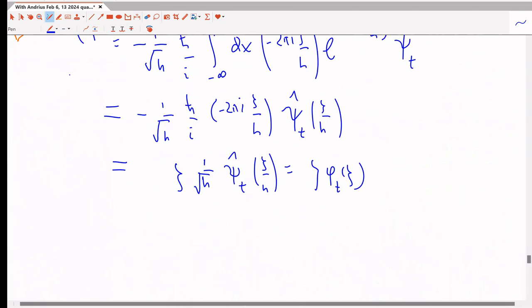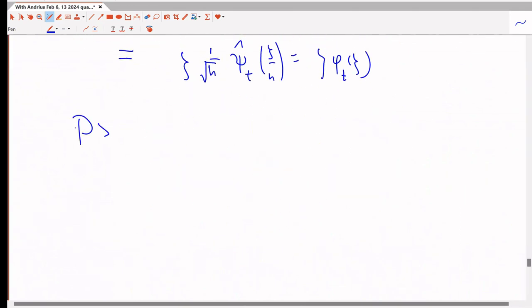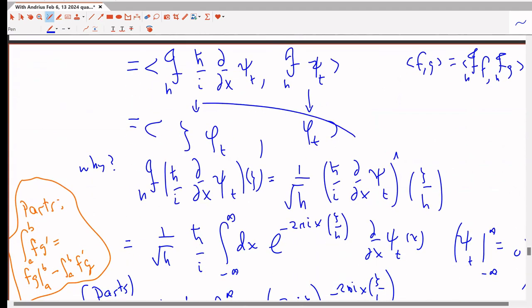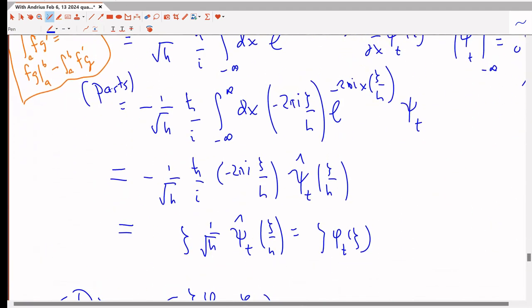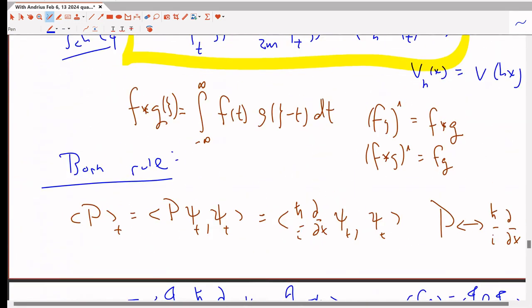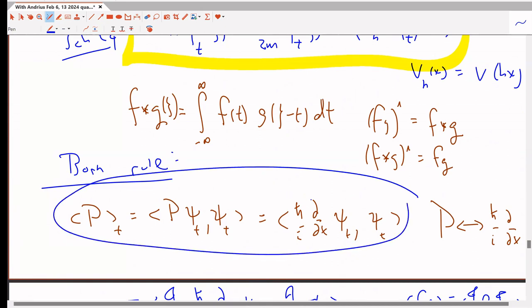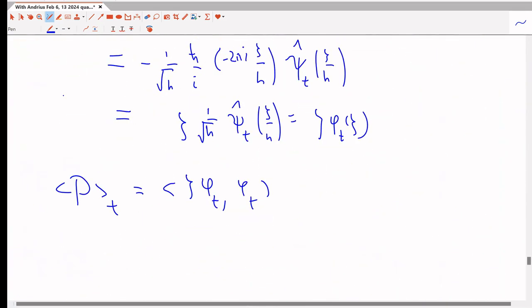Yeah, so that means, continuing this computation we started above, p, the average momentum, is equal to the inner product of zeta times phi. So I'm just restating this right here. Okay. So this is what you should get. Yeah, so we transformed this Born rule, which made us admit that this was our momentum operator. We transformed it into momentum space, and it has a much simpler form.